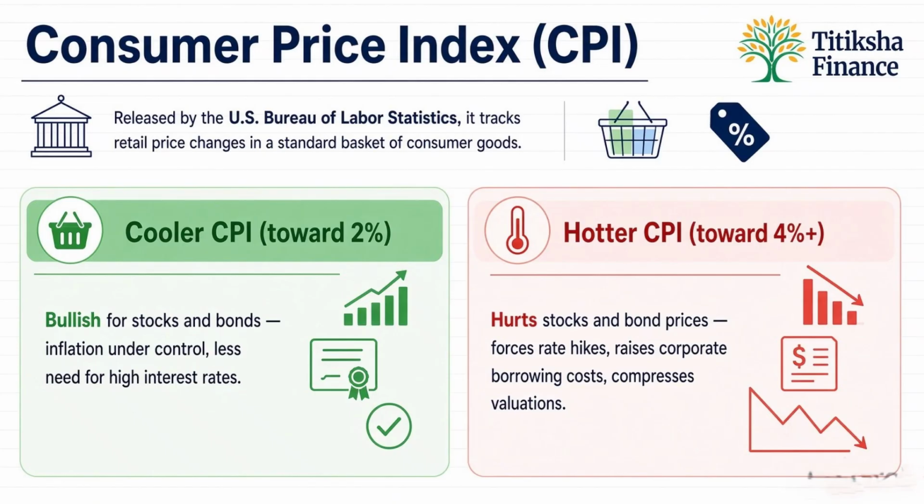Let's look at the key data points in this group. Consumer Price Index, or CPI. Released by the U.S. Bureau of Labor Statistics, it tracks retail price changes in a standard basket of consumer goods. As far as market dynamics of this data is concerned, a cooler CPI moving toward 2% is bullish for stocks and bonds because it signals inflation is under control, reducing the need for high interest rates.